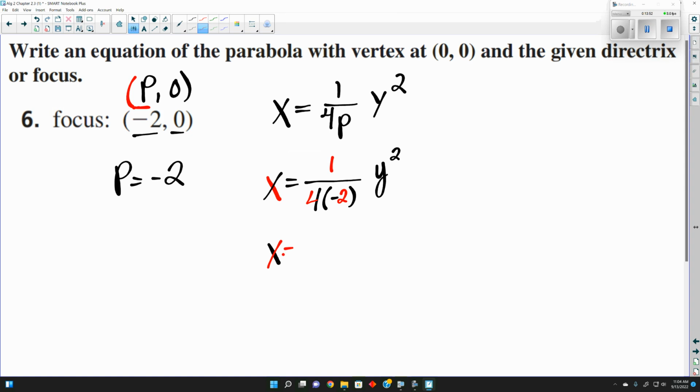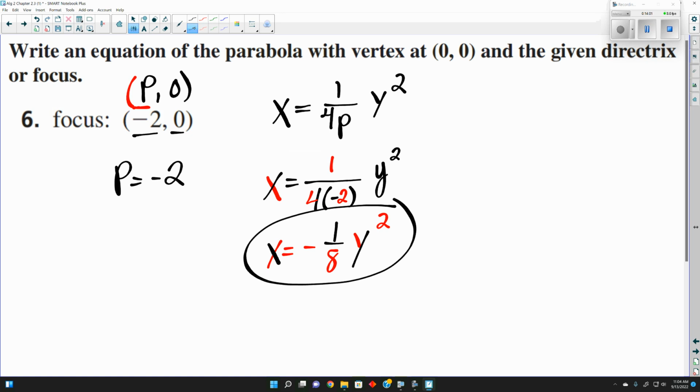So it'd be x is equal to -1 over 8 times y squared. And that's it. That's all we have to do for these here, finding the equation. Questions on this here?